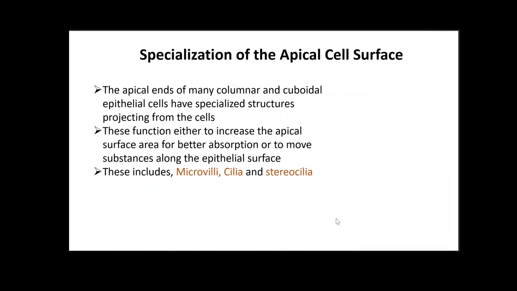So we talked about the polarization of the surface of the epithelial cells, and we said there's always an apical surface. Some of those have special features that increase the surface or do different functions. These are structures called microvilli, cilia, and stereocilia. We start with what we call the microvilli.